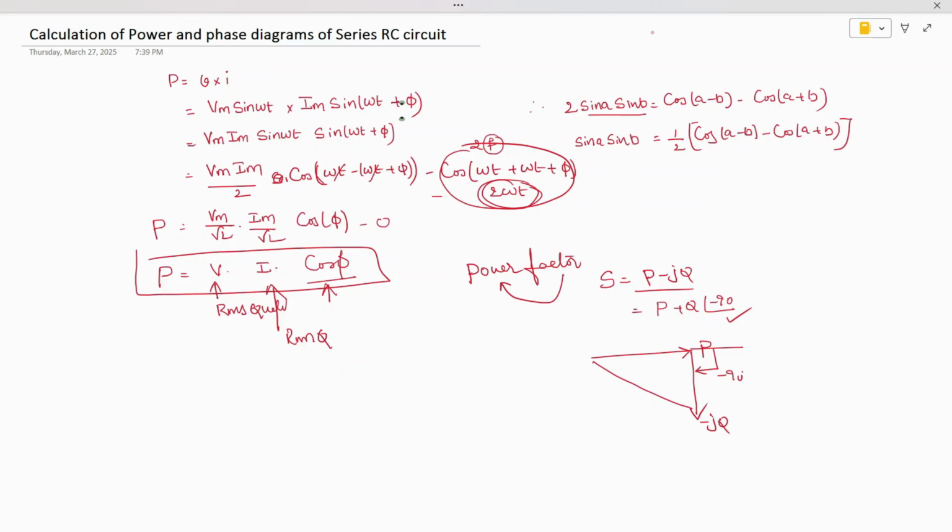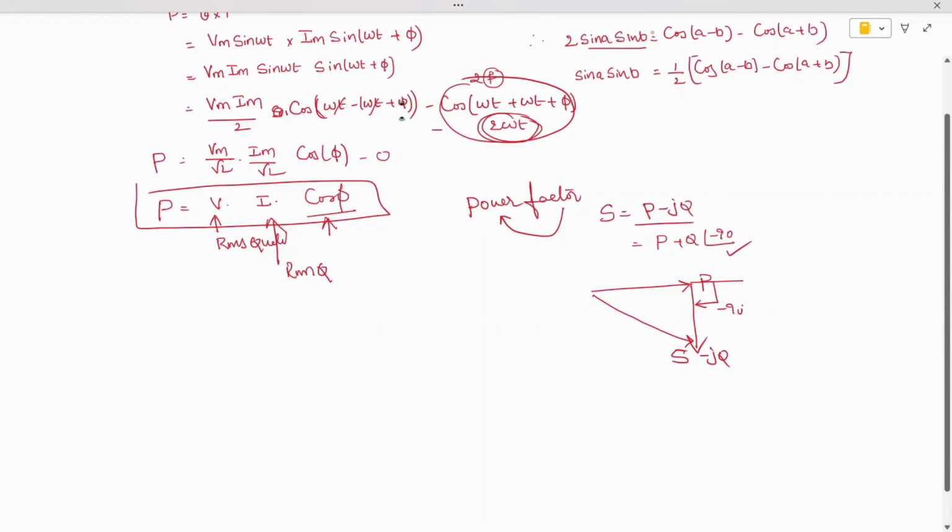So if you add it vectorially, then you are going to get S. Therefore, that's the formula S is equal to P minus jQ. So Q at an angle of the imaginary part is minus 90. Therefore, you are going to get this value.